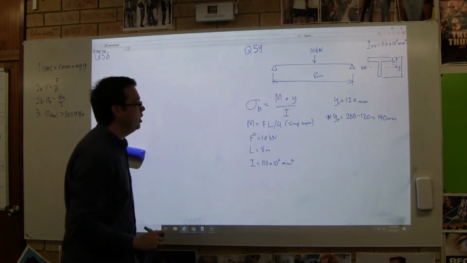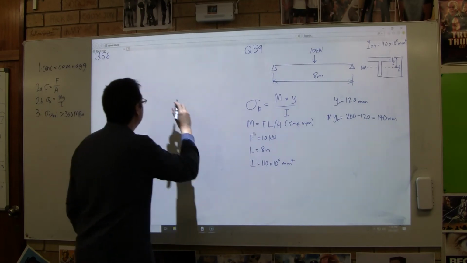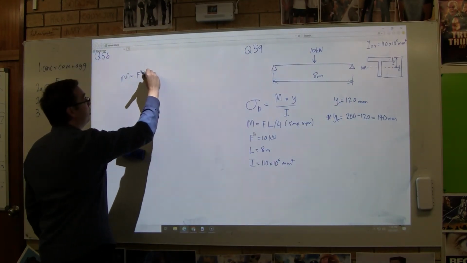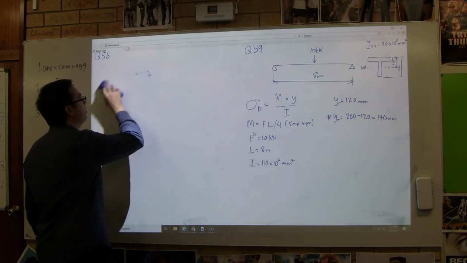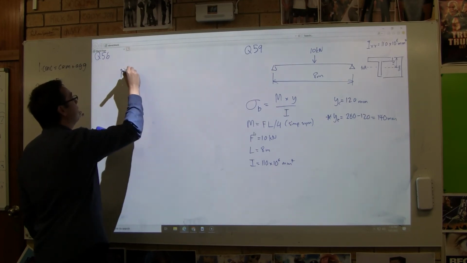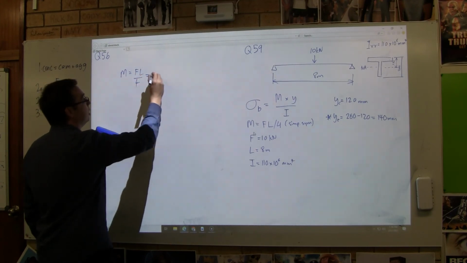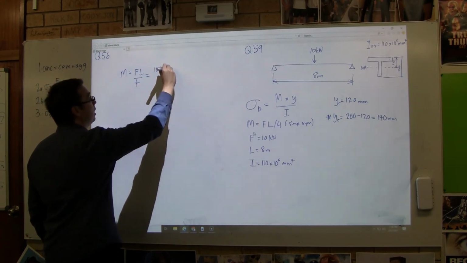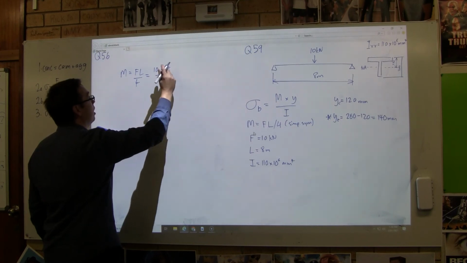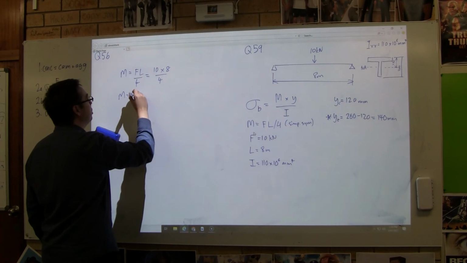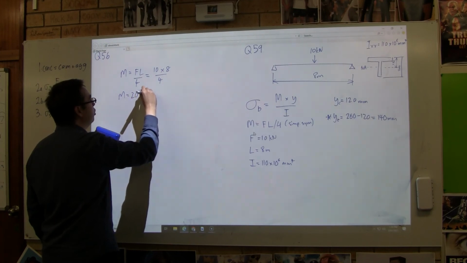Okay, now that I've got that information, let's just do this part here. M equals FL on 4, which equals 10 times 8 divided by 4. Okay, well, it's going to be 2, so it's going to be equal to 20. M equals 20 kilonewton meters.